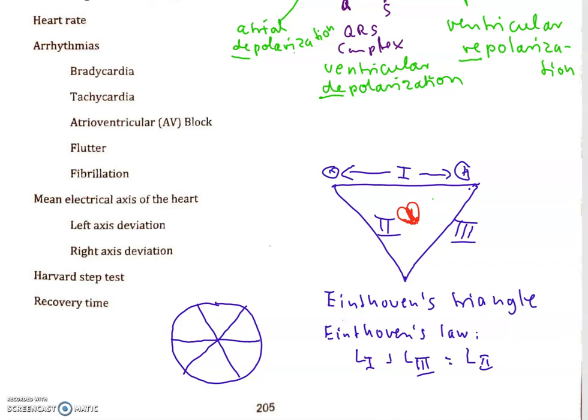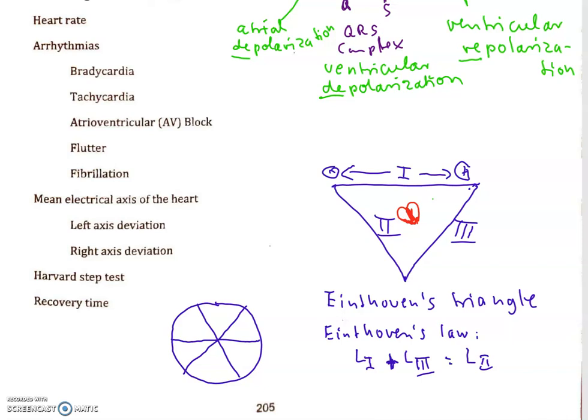Einthoven's law states that lead 1 plus, and this is supposed to be a plus right here, lead 3 equals lead 2. Slightly crooked on a 2, but that's what it means. Lead 1 plus lead 3 equals lead 2. So if you were to add up the electric activity from lead 1 and from lead 3, you would get lead 2. Okay. Now, the way you're going to calculate the mean electric axis of the heart is by adding mathematical vectors, basically. And I'll show you how that's done.